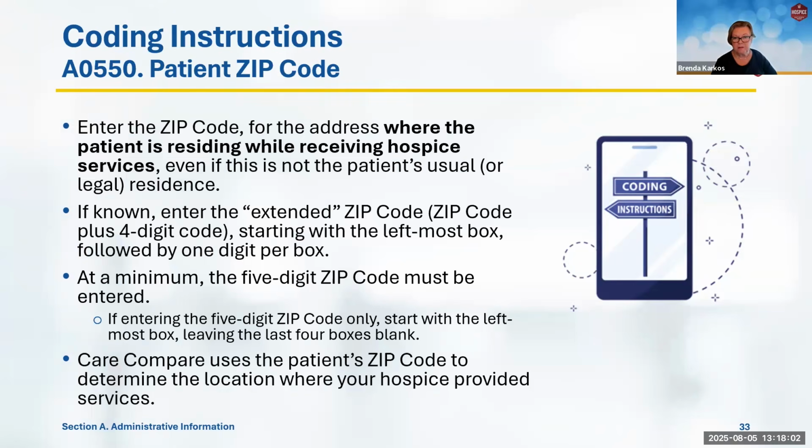This is the address where the patient is residing while they're receiving hospice services, even if it is not the patient's usual legal address. You'll always start with the leftmost box, even if you don't know the last 4 extended numbers. Care Compare uses this zip code to determine the location where your hospice has been providing services.